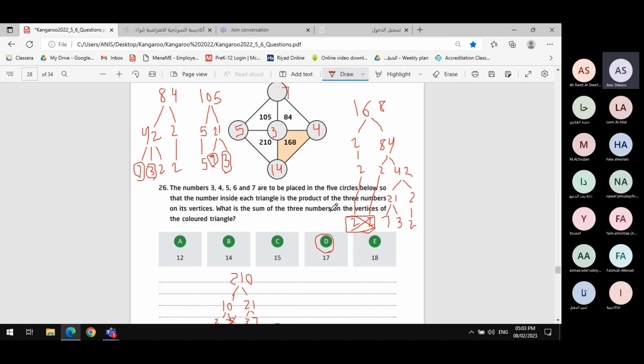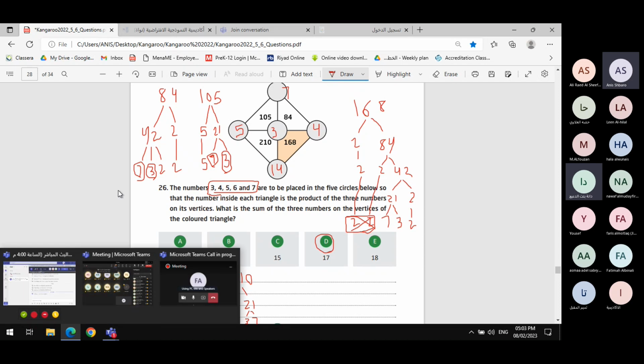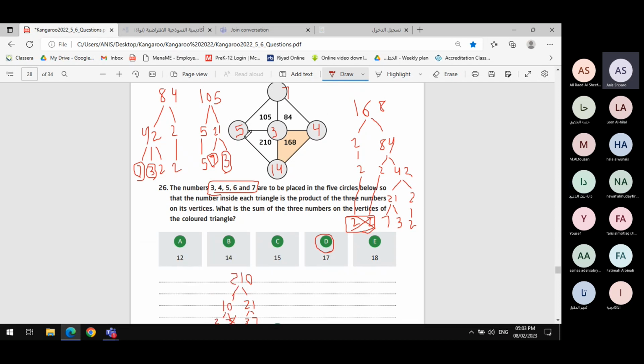But remember, the numbers are 3, 4, 5, 6, 7. So 14 doesn't work. What we did here was only multiply and divide the numbers. So I put here 6, but we found now a wrong choice because 14 is not applicable here. So this choice, all of it was wrong.